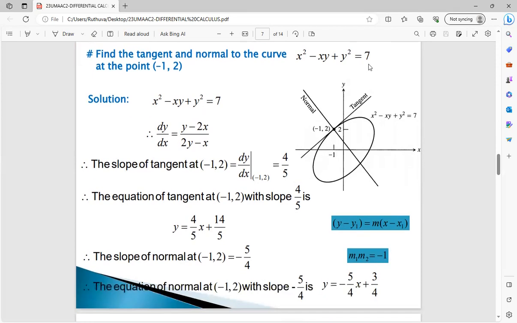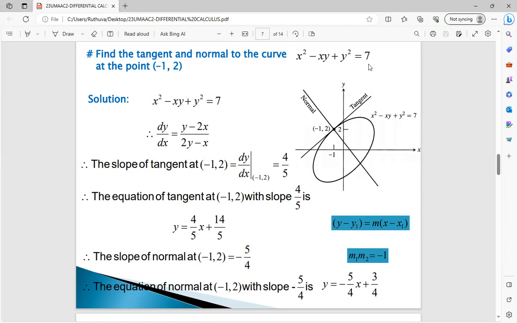These are the slopes of the points. First, we have to find dy by dx, so first we have to differentiate. Differentiating x squared is 2x minus xy. Differentiating xy by the UV method gives x y dash plus y. Then we have to differentiate y squared: 2y into dy by dx equals 0.